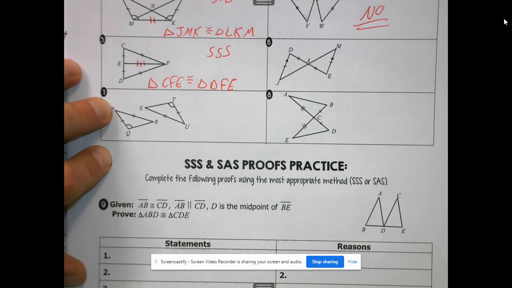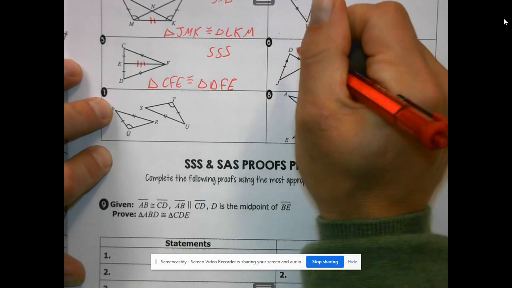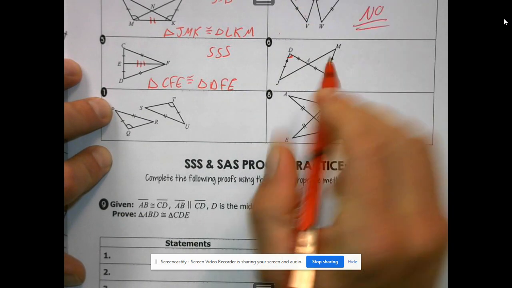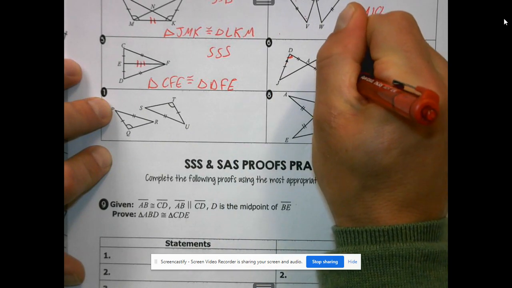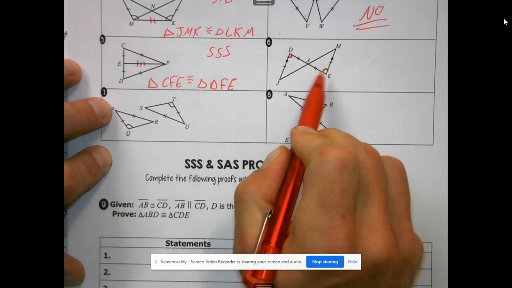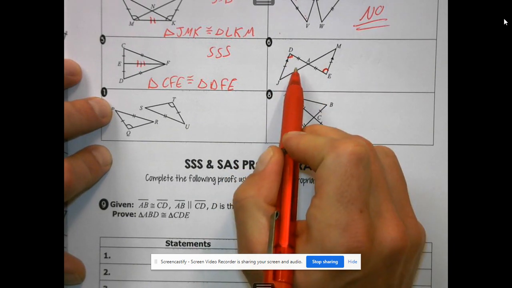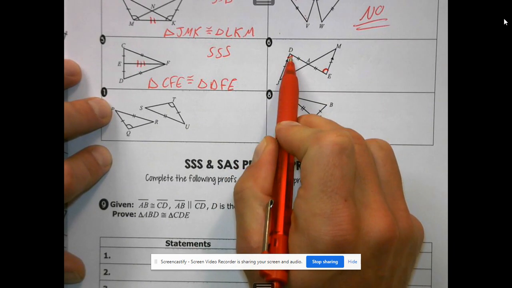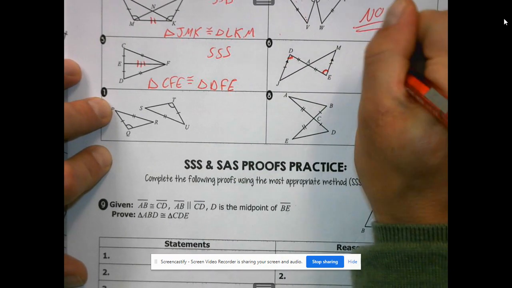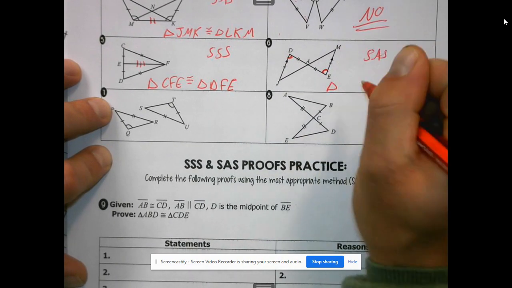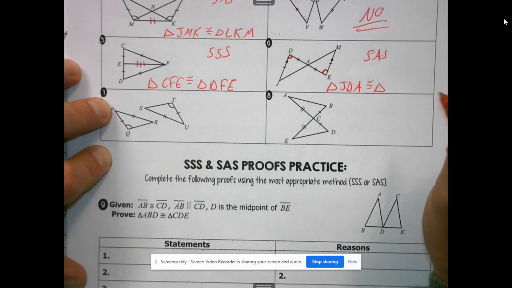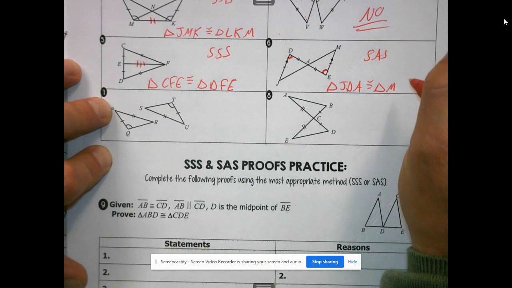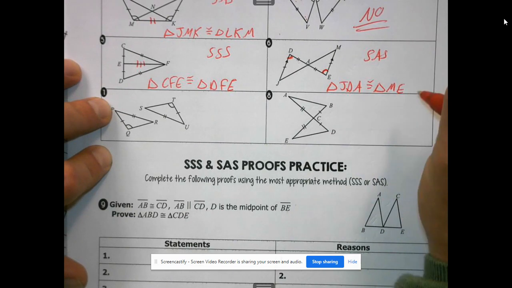On number 6, I can mark a couple things here, but I'm going to stick with the alternate interior angle. I noticed that these outside guys are parallel, so I can mark my alternate interiors congruent. Inside opposite sides, these are alternate interiors. And then these triangles are congruent by side, angle, side. First triangle, I'll go JDA. J matches with M, D matches with E, A matches with A.